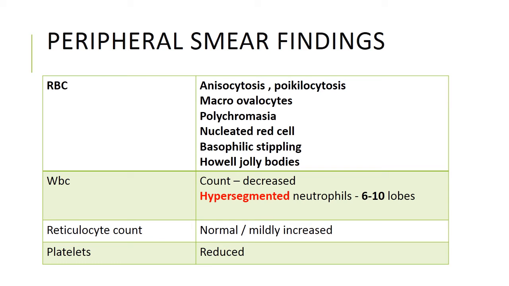Next one is Howell-Jolly bodies, which are also one of the inclusions of the RBCs, and this also shows a blue colored structure, but it will be present towards the periphery of the cell, and this is mainly made up of DNA. WBC count will be decreased, and it shows hypersegmented neutrophils, that is shift to right, more than four lobes will be present, 6 to 10 lobes will be present. Reticulocyte count remains normal or mildly increased, and platelets appear to be reduced.